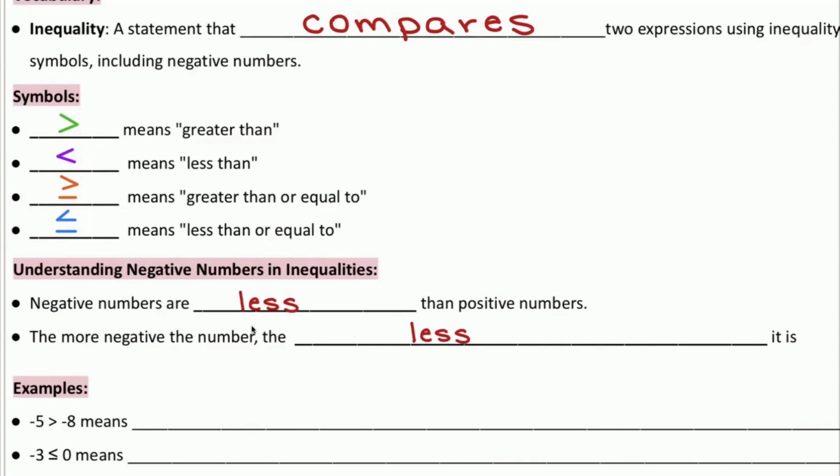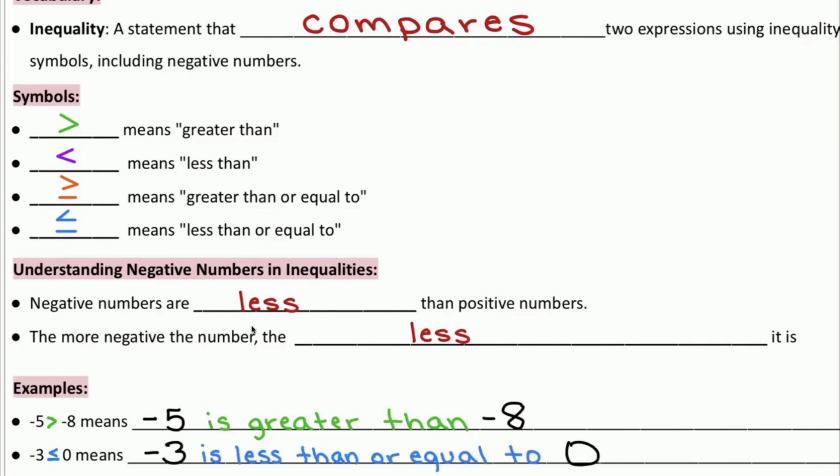Our first example means negative 5 is greater than negative 8. You can see the alligator is biting the negative 5. Remember, the more negative it is, the less it is. And the next inequality is negative 3 is less than or equal to 0. The beauty about these videos is you can pause if you need more time, so make sure you do that if you need to. And let's practice with a few more examples.